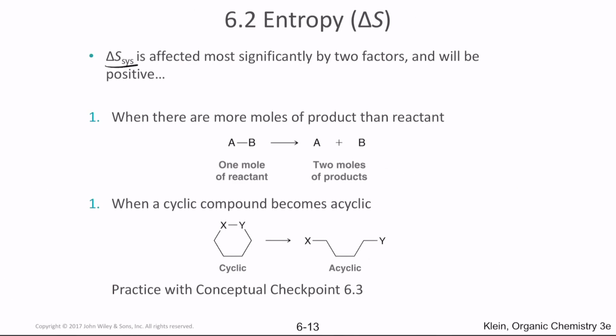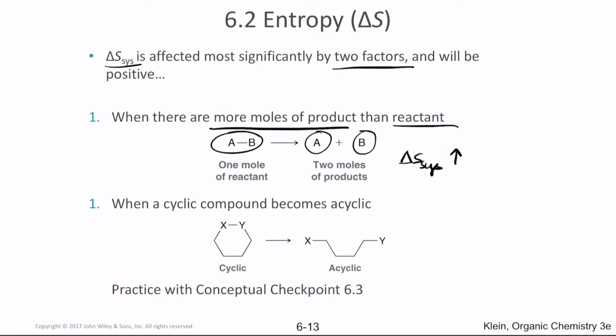Delta S of the system is majorly affected by two factors. There are many other factors, but there are mainly two. One is an increase in the number of moles of product compared to reactant. For example, in a decomposition reaction where we take one molecule and split it into 2 moles of different products, the entropy of the system will increase.